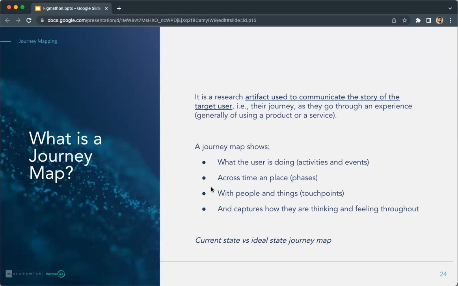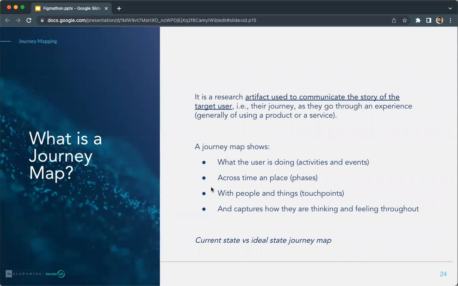So a current state journey map is based on research. You do your research, you understand and define, as the user is going through using your product or service, what does that end-to-end experience look like?